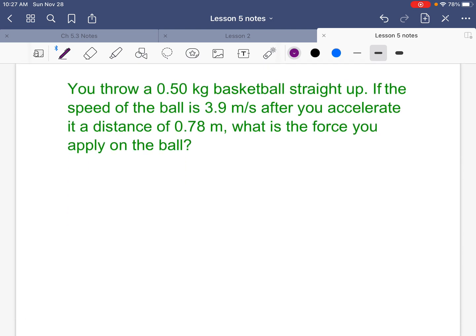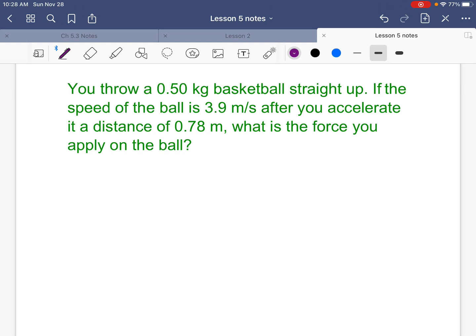Now, a few more questions and I'll leave you alone. You throw a 0.5 kilogram basketball straight up. If the speed of the ball is 3.9 meters a second after you accelerate it through a distance of 0.78 meters, what's the force you apply on the ball?